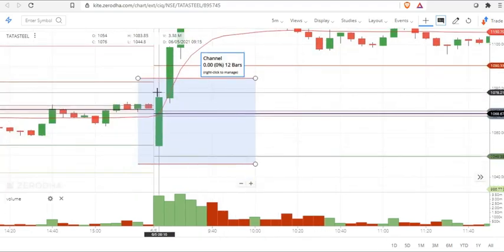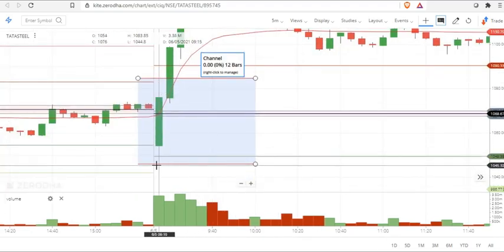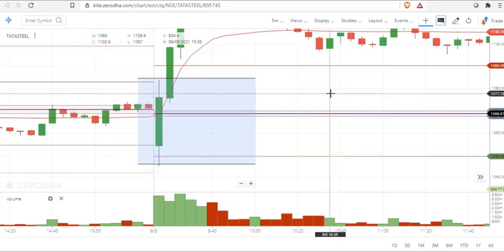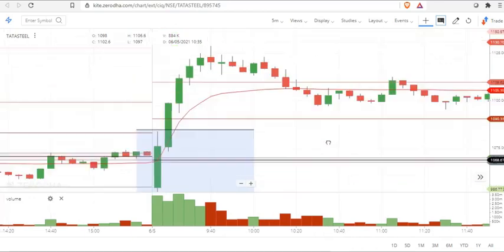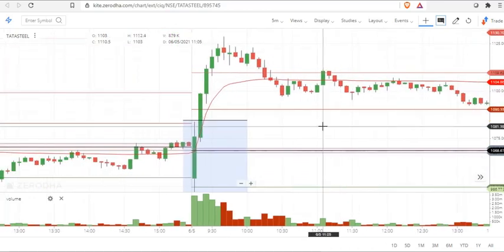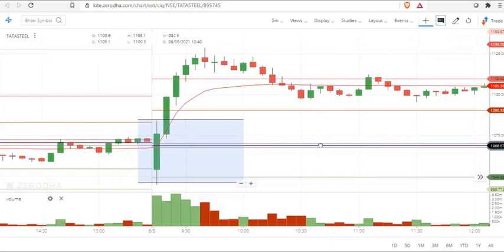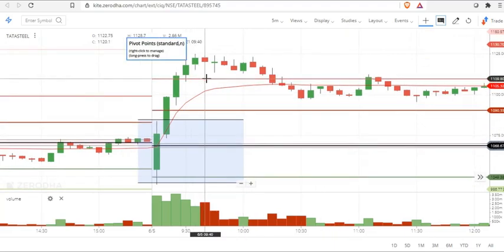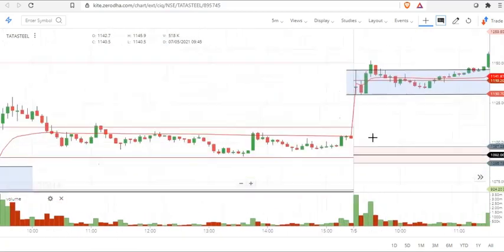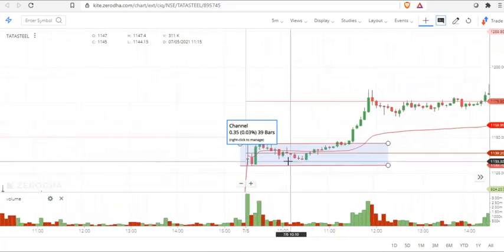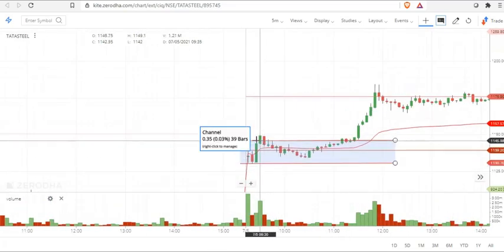Suppose we enter here. What's our stop loss? It's a large candle, 1044. The risk reward ratio is very low, not in our favor, but during that day all the metal stocks were moving higher. Suppose we enter here and exit at R2. Then this is a good trade.